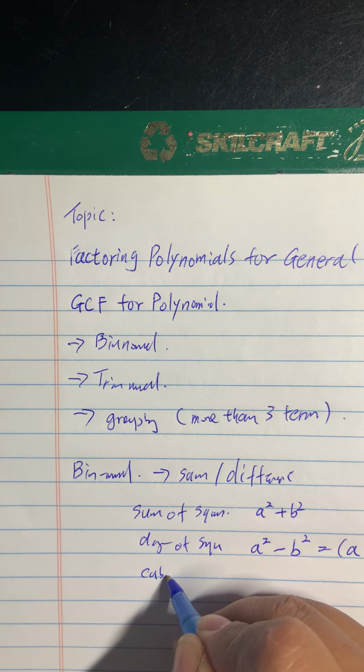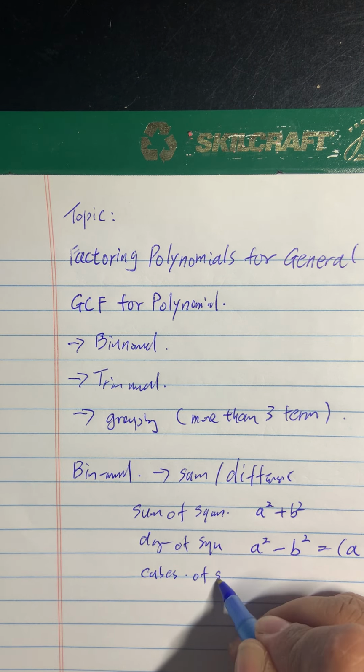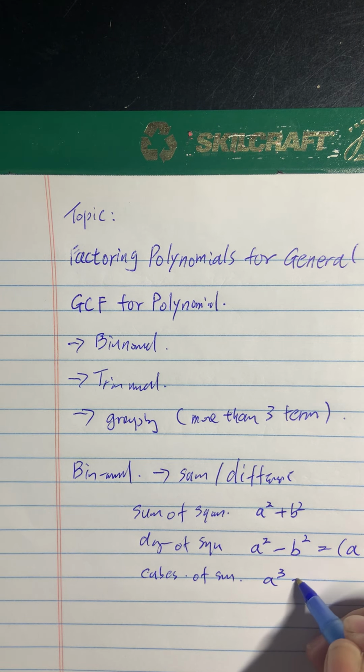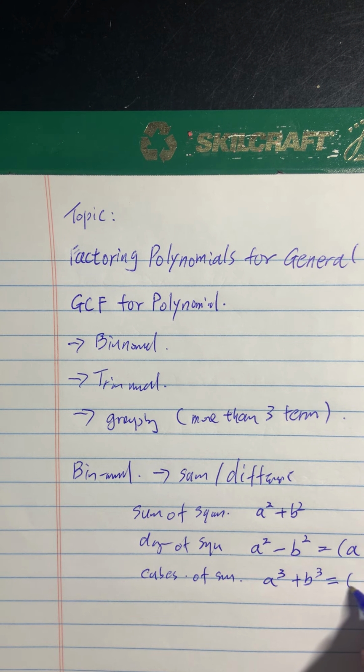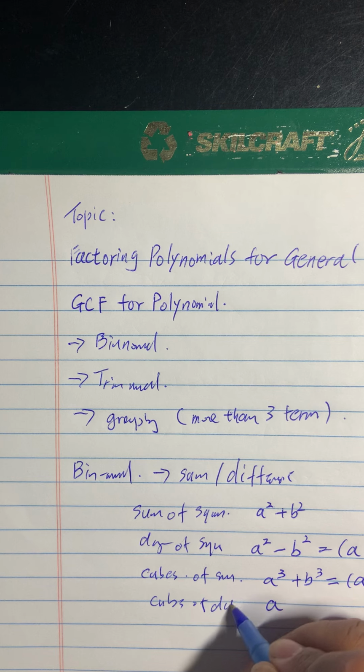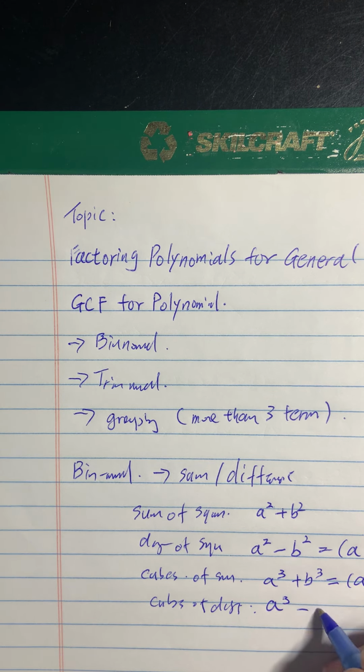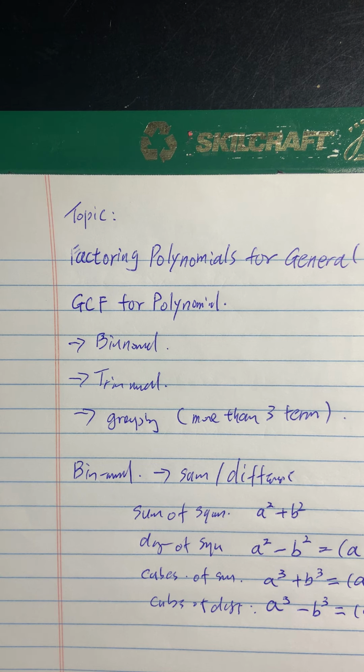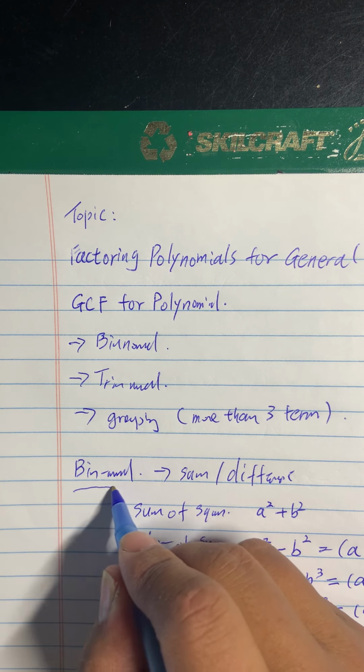Next one is for the cube. The sum of cubes: a cubed plus b cubed equals a plus b times a squared minus a times b plus b squared. The other way, the difference of cubes: a cubed minus b cubed equals a minus b times a squared plus a times b plus b squared. This is for the binomial.